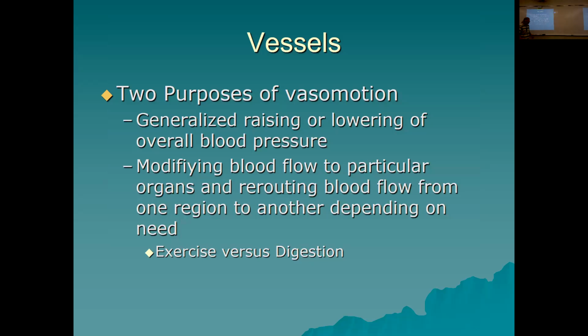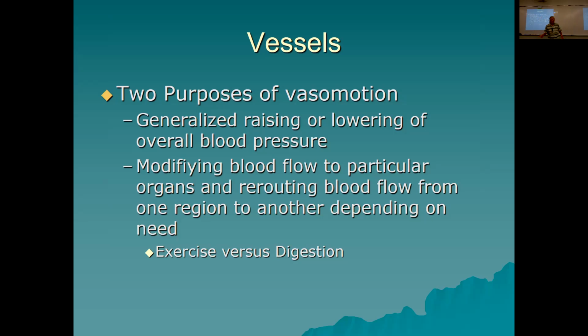Okay, so there are two purposes of vasomotion. One is generalized raising of the overall blood pressure. If you have a lot of vasoconstriction all over your body, your blood pressure is going to go up. That means peripheral resistance is high. If you have blood vessels all over your body that are dilating, this is going to decrease peripheral resistance and lower blood pressure.